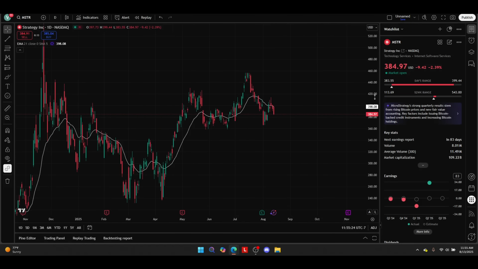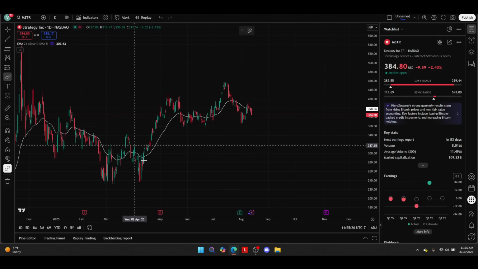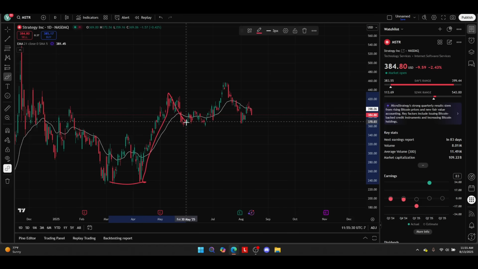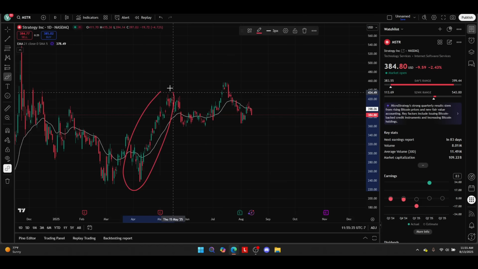So MSTR, let's go look at the bearish case. The bearish case is pretty solid. We did see a large move up followed by a correction. It looks like the second leg up failed to be a similar size magnitude as this leg right here. So that's not a good sign.